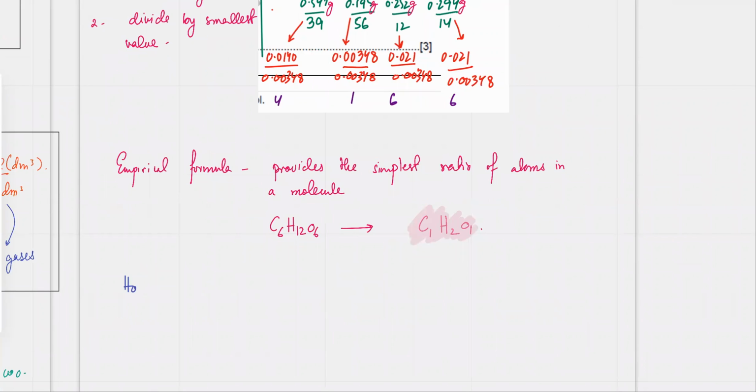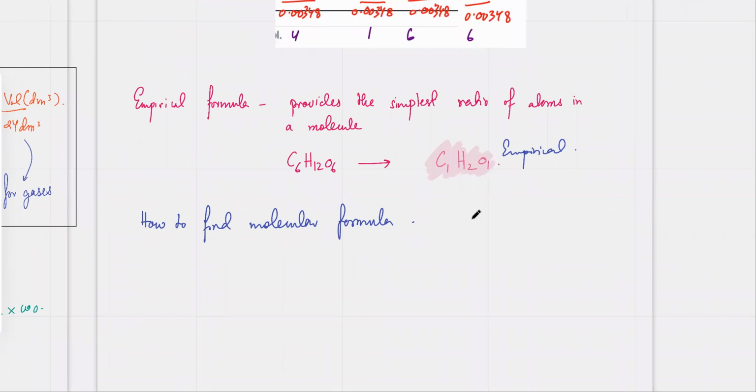How to find the molecular formula. Okay, the molecular formula is the one that has the actual number of atoms. Right now you have only found the ratio. Okay, this is your empirical formula. So how to find the molecular formula? For that, one more piece of information is required, and that is the MR. The MR of the molecule is needed.